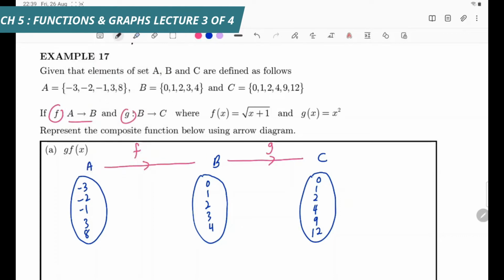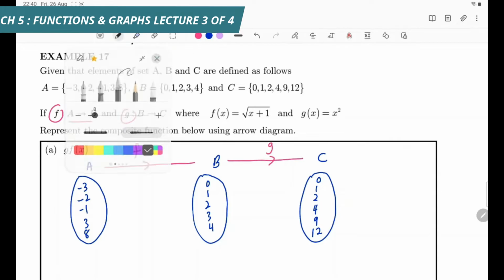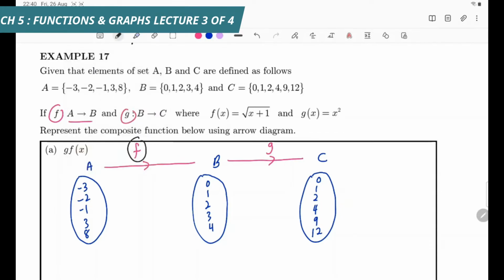First of all, I'm going to substitute the elements of A in f to get the values in B. So for the first one, the first element in A is negative 3. So I'm going to substitute negative 3 into the function f. So we have negative 3 plus 1, which is negative 2. And negative 2 does not lie in B. So we couldn't map negative 3 to anyone in B.